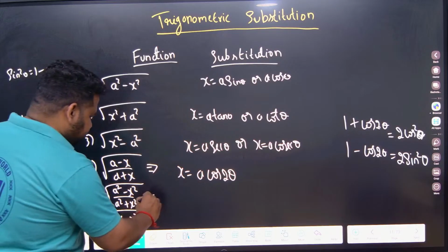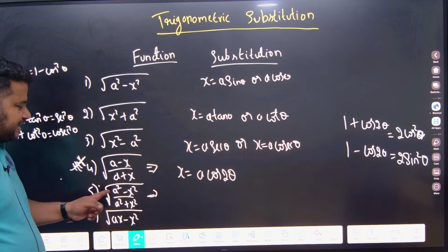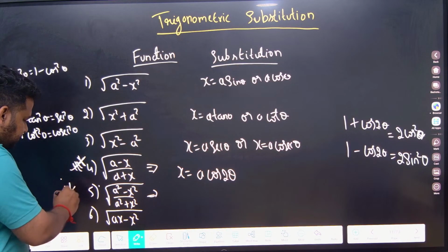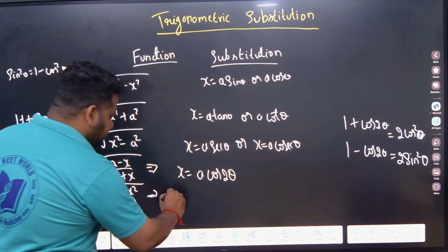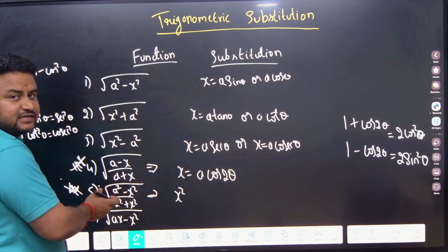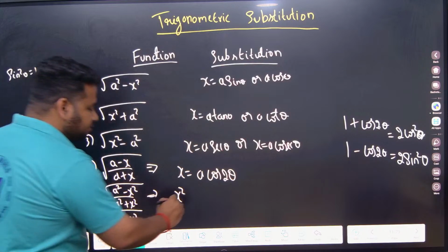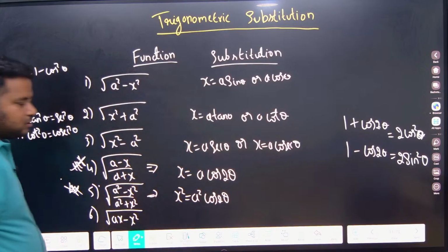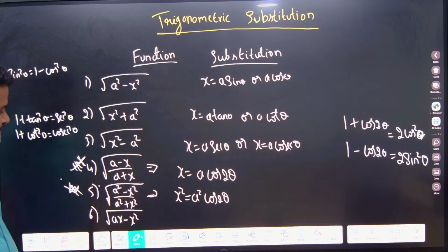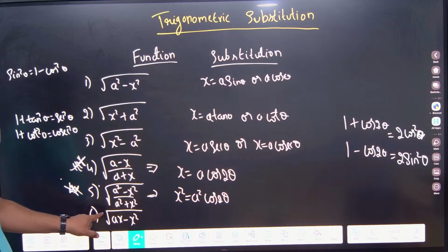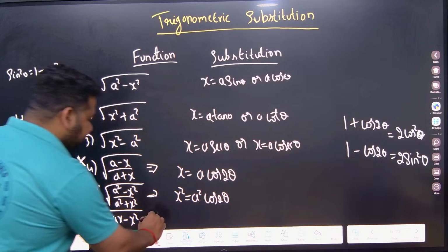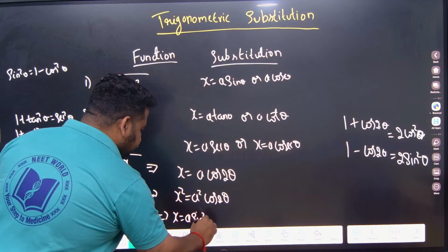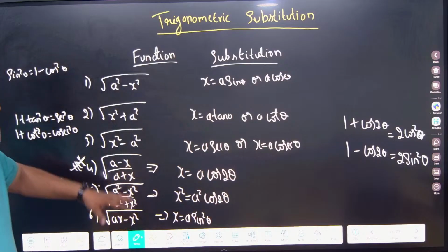Now look at this one. Here there is some variation. They have not given a minus x, they have given a square minus x square by a square plus x square. This is also important, because you have to remember this. Not just for x, you will put for x square: x square is equal to a square cos 2 theta. And if you have the form root of ax minus x square, you will put x is equal to a sin square theta. This is what you will do when it comes to substitutions.